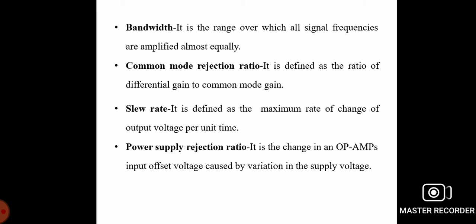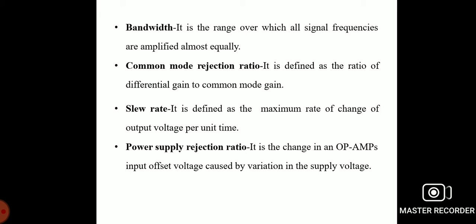And then what is the common mode rejection ratio? It is defined as the ratio of the differential gain to the common mode gain. So this is the CMRR. Now what is the slew rate? It is defined as the maximum rate of change of output voltage per unit time. And the power supply rejection ratio is the change in an operational amplifier's input offset voltage caused by variation in the supply voltages.